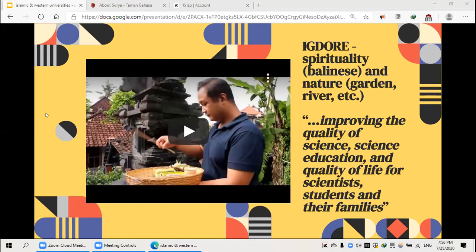So in IGDOR, you can see paddy fields, you can see rivers and all that, but that is a special feature of Bali. But if the institution has lots of funding, maybe they can create or recreate that.